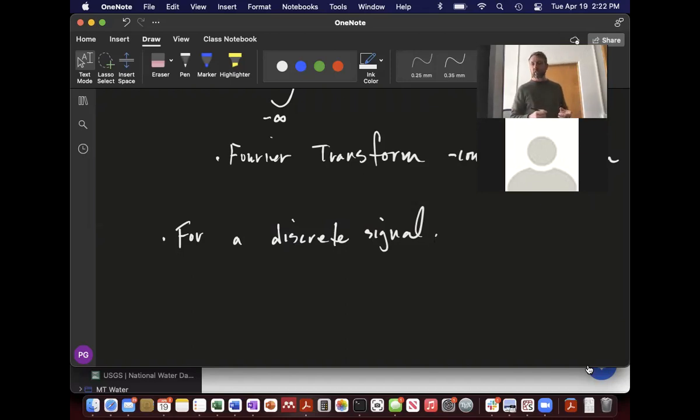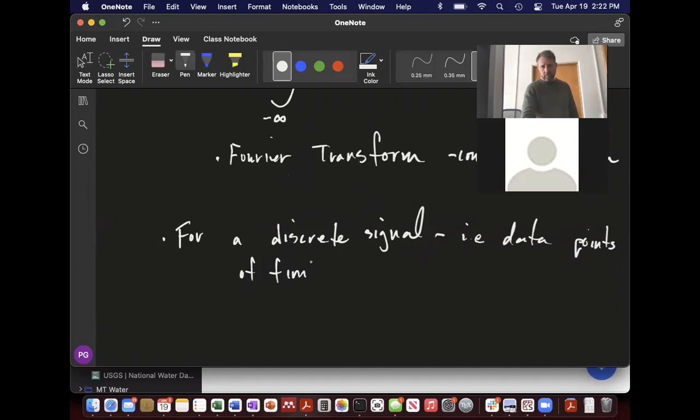So a discrete signal is a series of numbers. We have a series of numbers, for example, a temperature record. So for a discrete signal, the data points we deal with are of finite number. All right, we have a finite number of these data points. We'll say N data points.